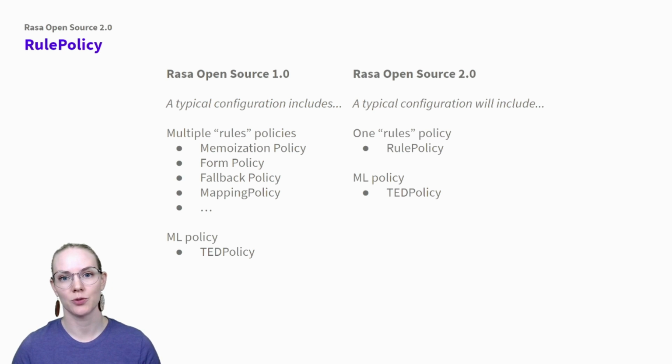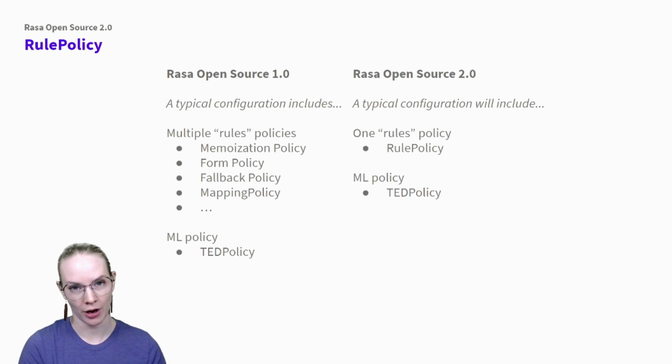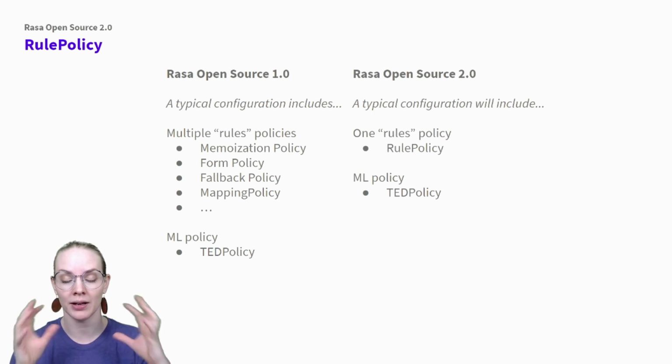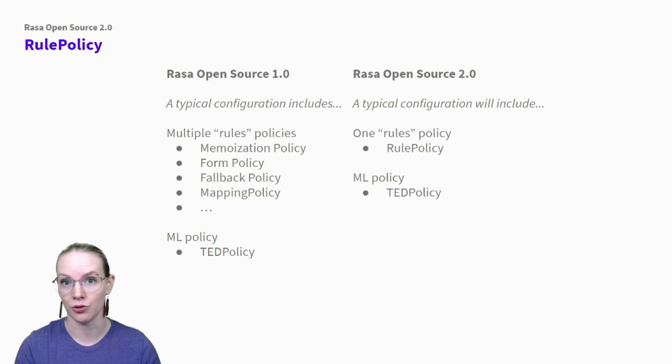The biggest difference between Rasa 1.x and 2.x is the way that we handle our dialogue policies. As of Rasa 2.0, all of the dialogue policies that have some sort of rule structure, so you always know what they're going to do and they're always going to do the same thing, are bundled together in a single policy called the rule policy. So your config file won't have a separate memoization policy or fallback policy or form policy. It will all be contained in this single policy. So it should be a little bit easier to remember.